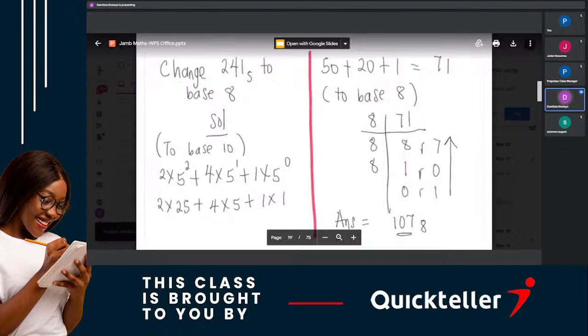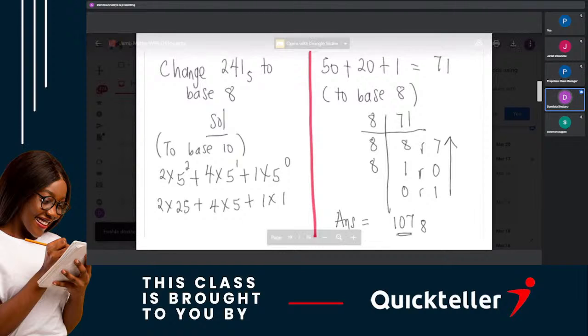How do you change to base 10? Multiply each of the values by 5. That means I'll be doing 2 times 5, plus 4 times 5, plus 1 times 5. I hope you are following. Now on top of the 5, you will have to put powers from 0 to 1 and then to 2.